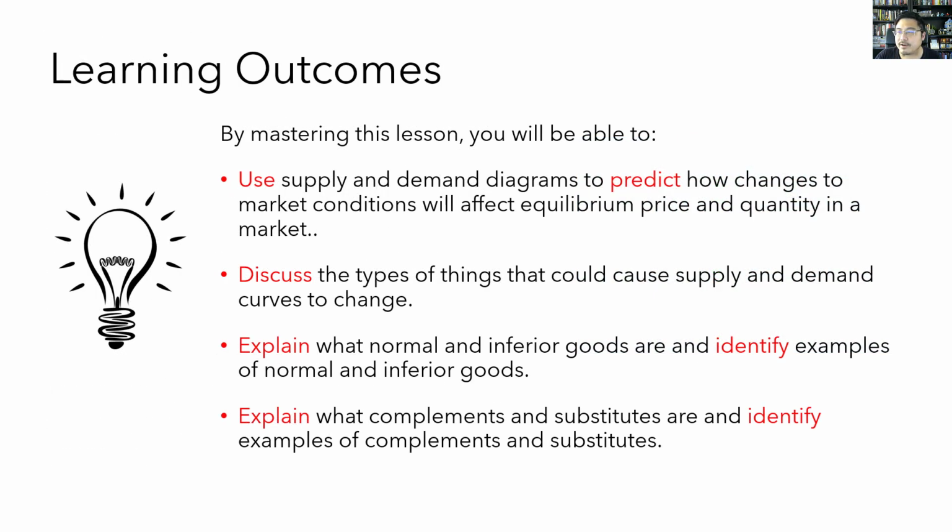Here are today's learning outcomes. By mastering today's lecture, you should be able to: 1. Use supply and demand diagrams to predict how changes in market conditions will affect equilibrium price and quantity in a market. 2. Discuss the types of things that could cause supply and demand curves to change. 3. Explain what normal and inferior goods are and identify examples of normal and inferior goods. And finally, explain what complements and substitutes are and identify examples of complements and substitutes.